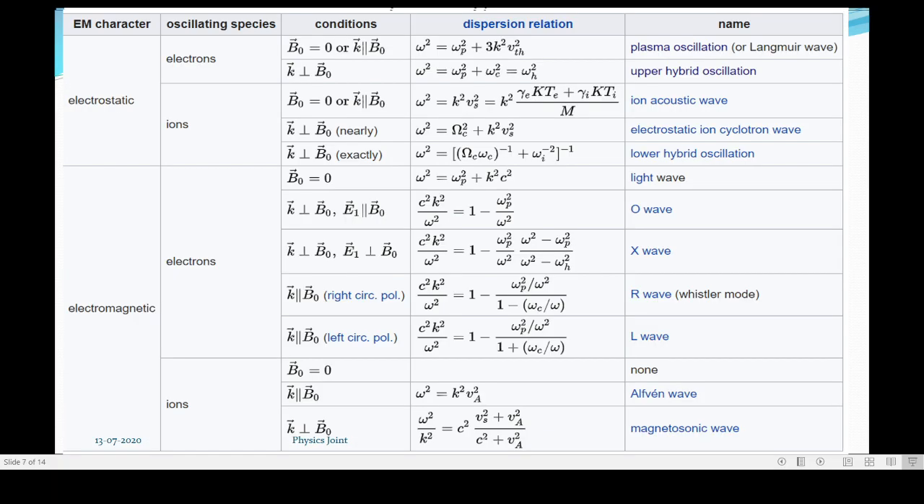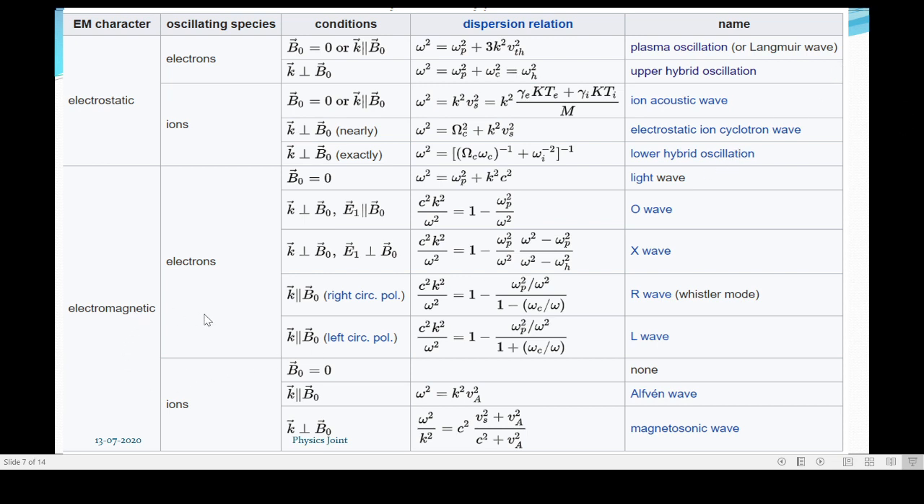So here we give a list or table taken from the internet. You can see that based on the electromagnetic character, there are electrostatic and electromagnetic waves. Now there are ions and electrons. If electrons are the oscillating species, in case of electrostatic mode, there are two modes: the plasma oscillation or the Langmuir waves and the upper hybrid oscillations. On the other hand, if the ions are the oscillating species, then there are the ion acoustic wave, the electrostatic ion cyclotron wave, and the lower hybrid oscillations.